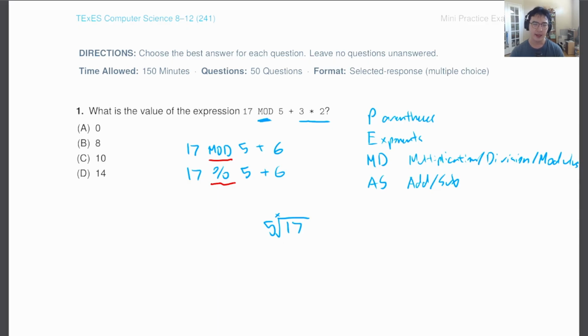We asked ourselves, how many times does 5 go into 1? And we would say 0 times. So 0 times 5 is 0. And you bring that in the next place. And now we have 17. And now you ask yourself, well, how many times does 5 go into 17? That is 3 times. 3 times 5 is 15. And you get 2.